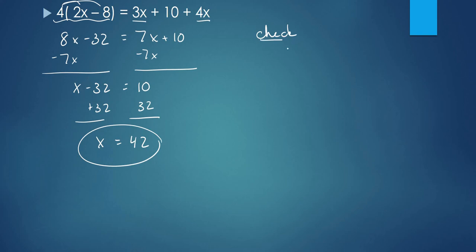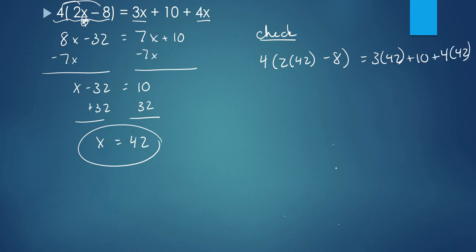Again, a check of my work. Substituting in place of the x in the original equation, my 42: 4 times 2 times 42 minus 8 equals 3 times 42 plus 10 plus 4 times 42. So this is going to be 4 times 84 minus 8 equals 3 times 42 is 126 plus 10, and 4 times 42 is 168.